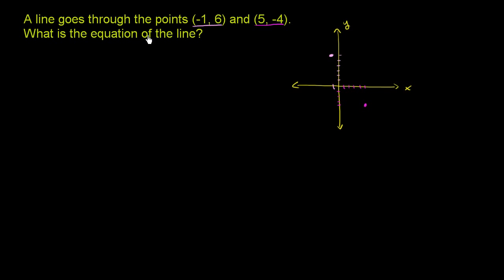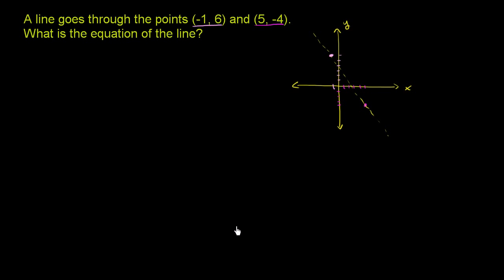And so the line that connects them will look something like this. It's a rough approximation. I could draw a straighter line than that. I'll draw a little dotted line maybe, easier to do dotted lines. So the line will look something like that. So let's find its equation.